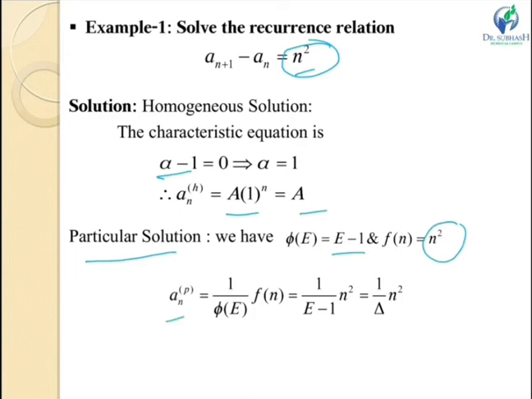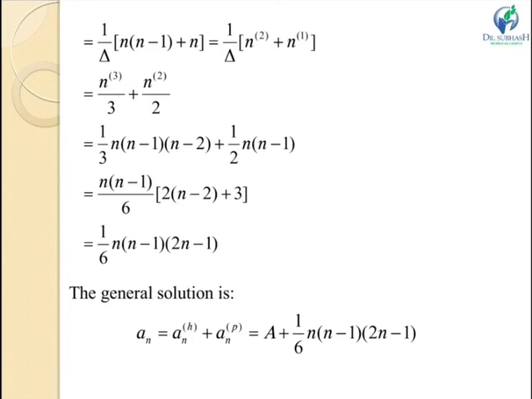Now the particular solution will be equal to 1 by phi of e into f of n, and phi of e will be replaced by e minus 1. And since e equal to 1 plus delta, e minus 1 can be written as delta, so we get 1 upon delta n square. Now see, n square can be written as n into n minus 1 plus n. Okay, n square can be written in this form. Now again, this n into n minus 1 can be written as n to the power 2, and this n can be written as n to the power 1.